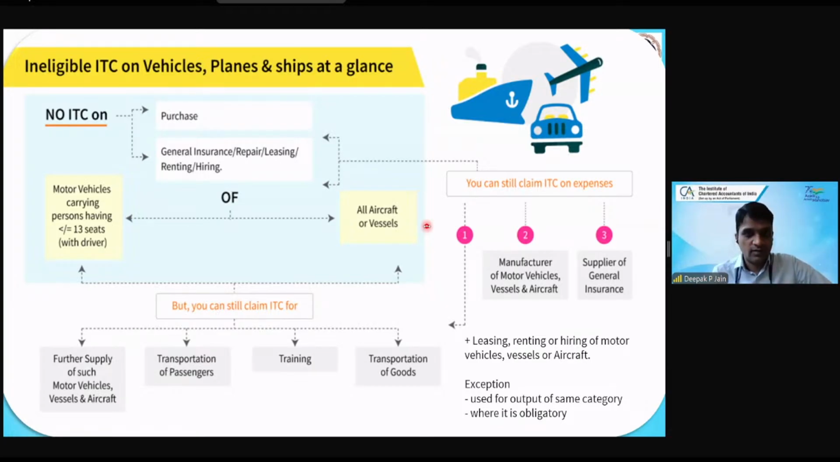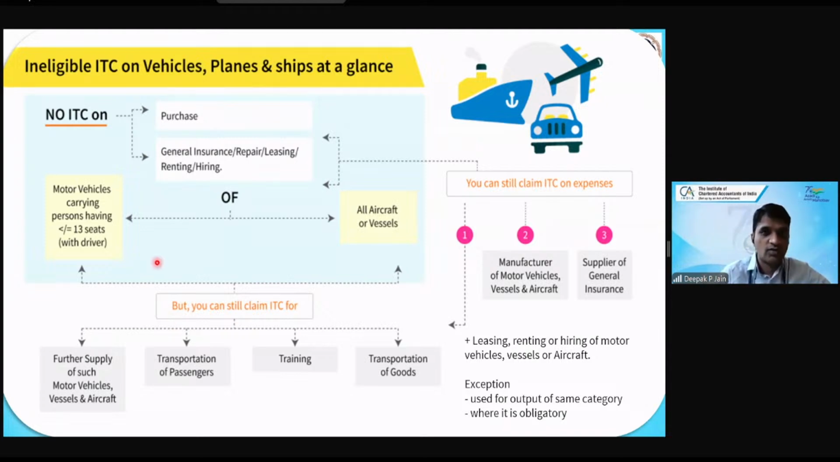Oh my God. Even if I'm in the business of manufacturing motor vehicles, then also I won't get it? You will get it then because you have an exception, Priya. Oh, Rajveer is saying that if you capitalize it, then you will get the credit.